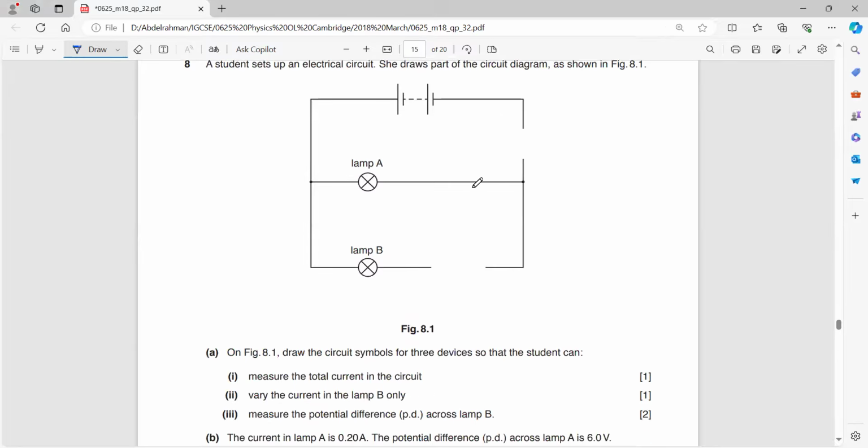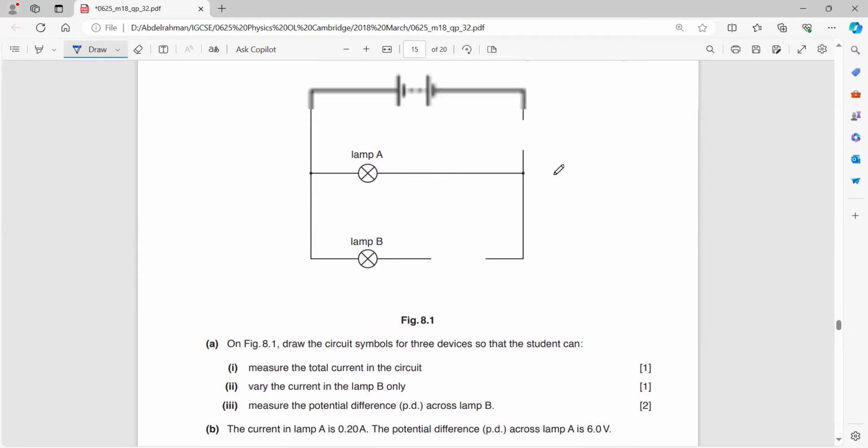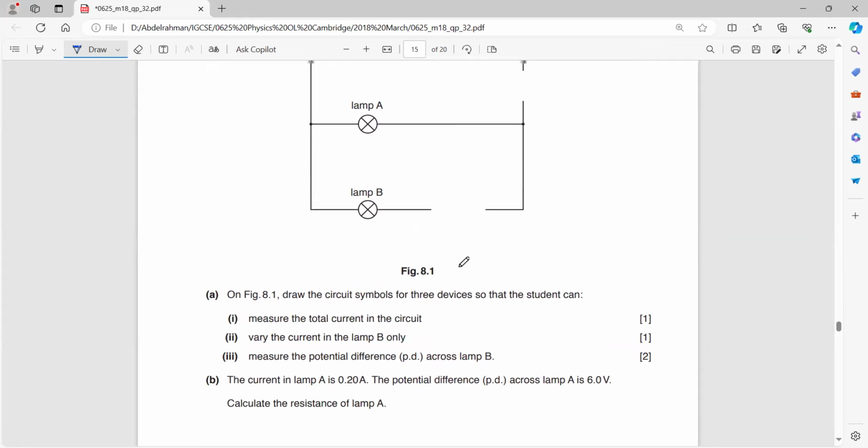Sun sets up an electrical circuit. She draws part of the circuit. On figure 8.1, draw some symbols. I need something to measure the total current. I need something to vary the current in lamp B only, and I need something to measure the potential difference. First one, to measure the total current, is the ammeter.